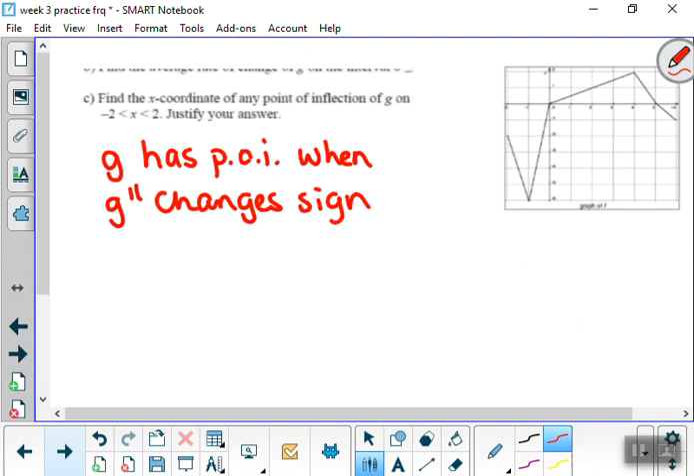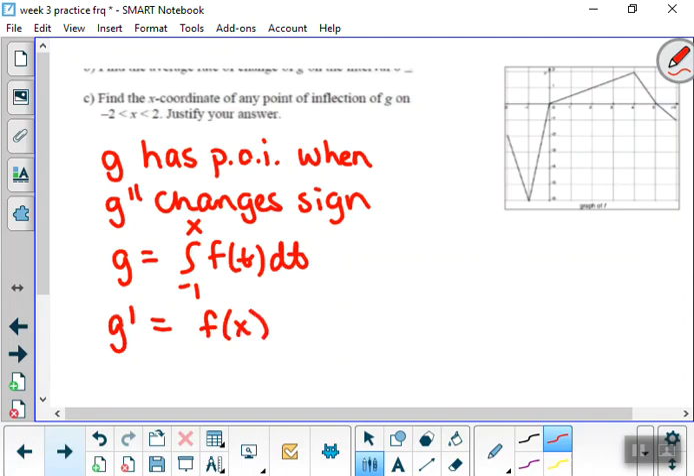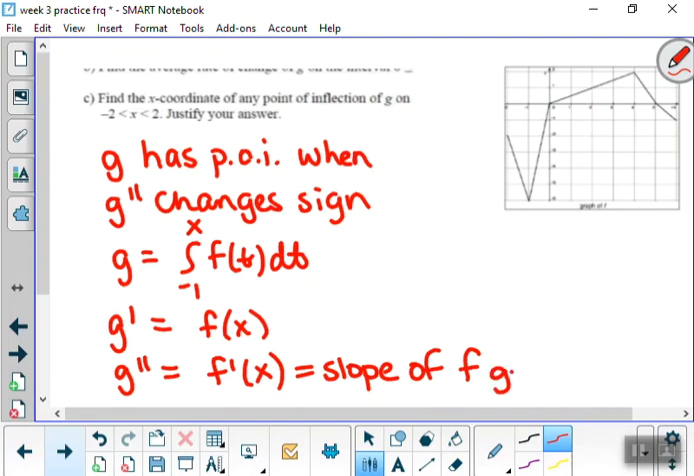Now, G is the integral from 1 to x of f of t dt. So G prime is equal to f of x, and G double prime is equal to f prime of x, which is the slope of the f graph. That's how we're going to get that in this problem. So when we talk about G double prime changing sign, we're going to indicate exactly where I'm getting these G double prime values. All right.